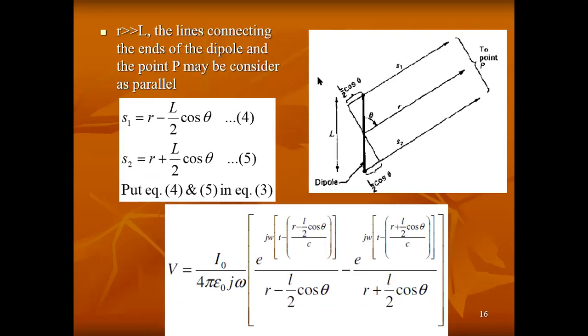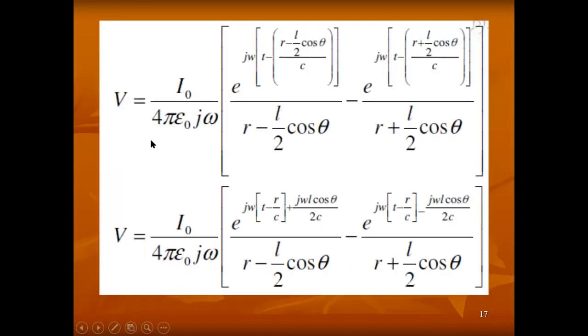Now do the simplification. The assumption is the same. What is the assumption? R is very much greater than L, that is, R is very much greater than the length of the antenna. So S equals R plus L by 2 cos theta. As I told you, in S1 we will subtract and in S2 we will add this factor. This factor is added in S1 and S2 and put up here. So after putting it, we will go further, and this is what V becomes.